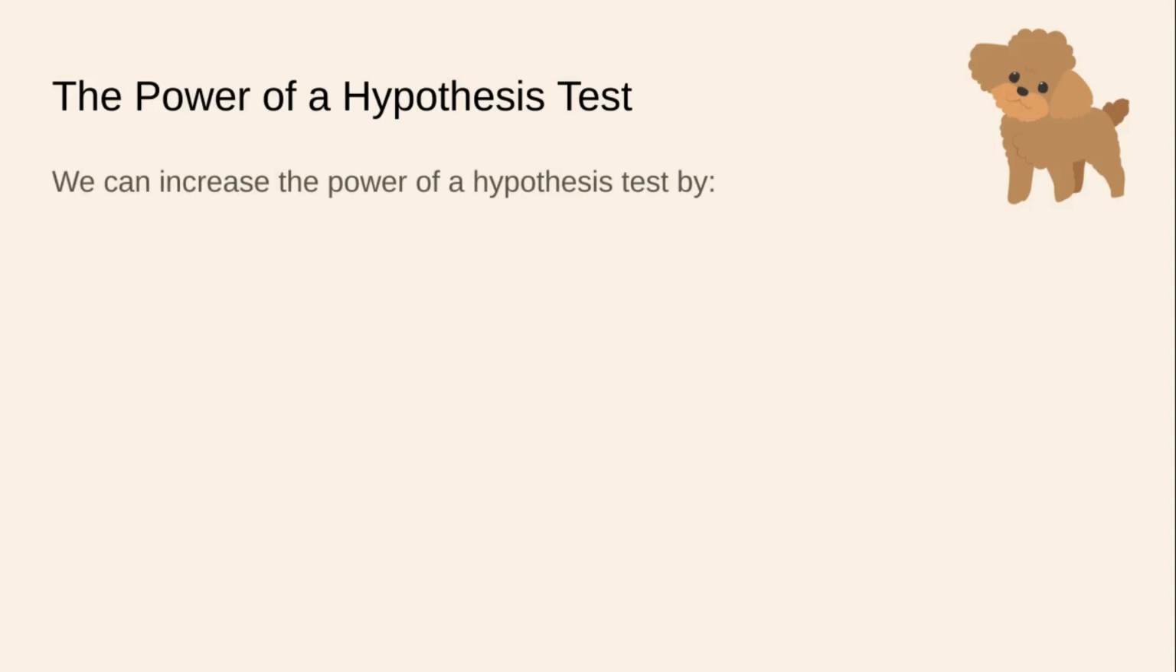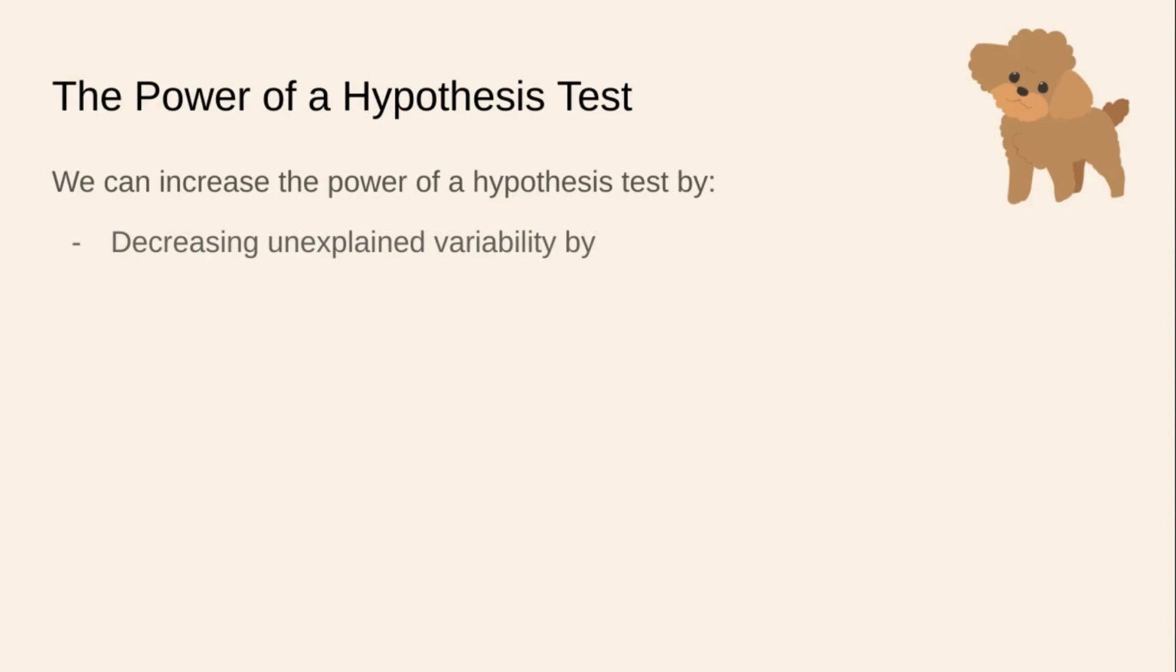We can increase the power of a hypothesis test by doing other things too. Decreasing unexplained variability, all right? The more unexplained variability we have, the less power that we have. The more chaotic things are, the less obvious a result is. Should be clear enough.